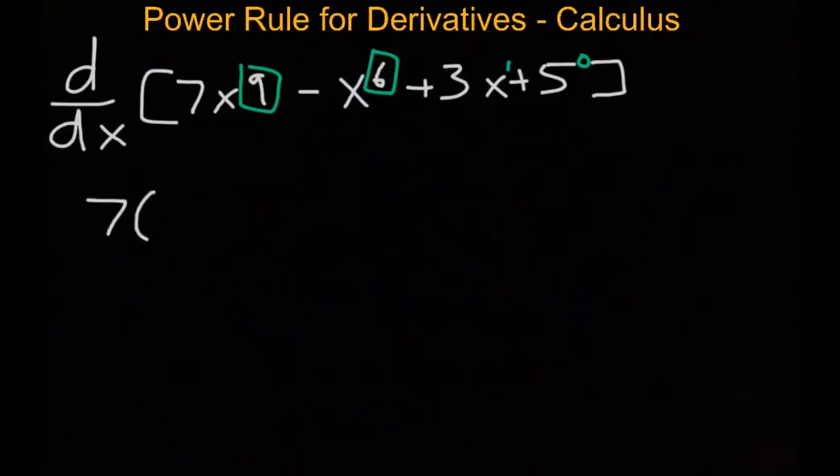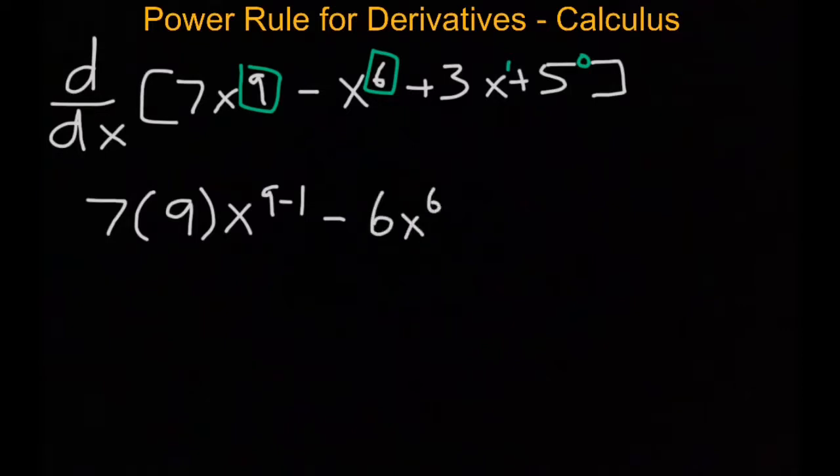7 times 9, x to the power of 9 minus 1, minus 6 times x to the power of 6 minus 1, plus 3 times 1 x to the power of 1 minus 1, and 5 times 0.